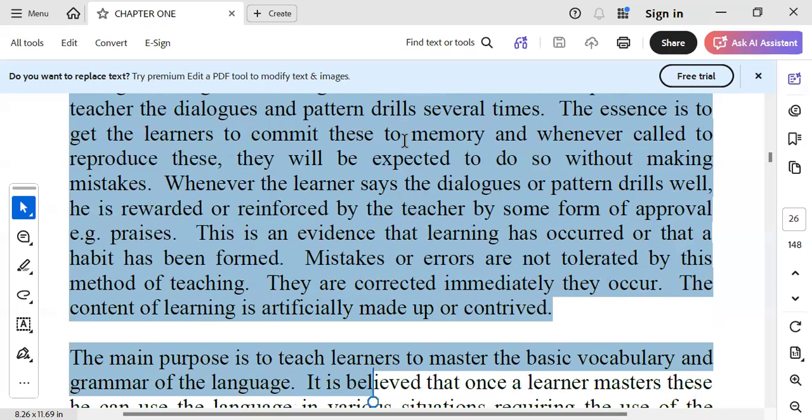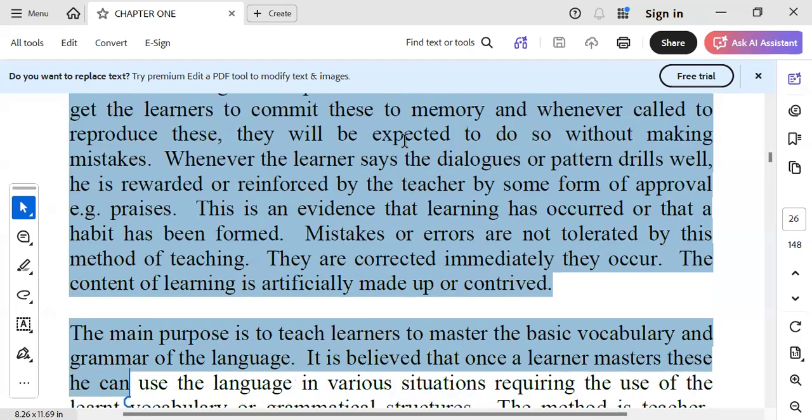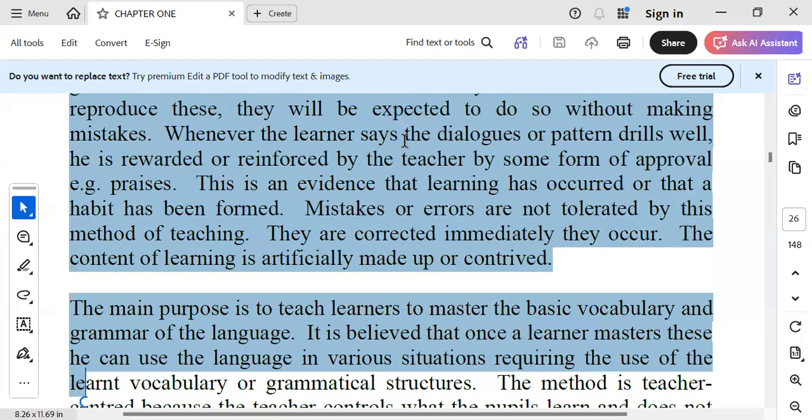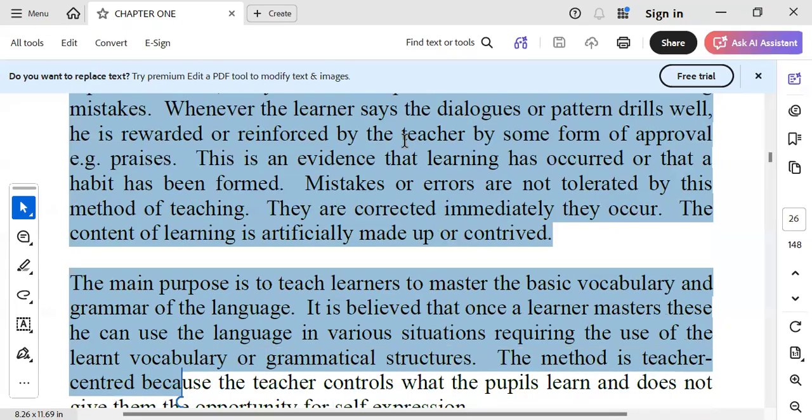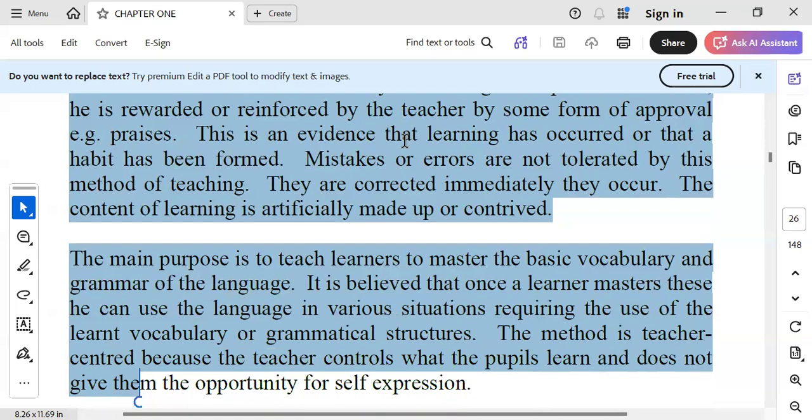It is believed that once a learner masters this, he can use the language in various situations requiring the use of the learned vocabulary or grammatical structures. So the method is teacher-centered because the teacher controls what the pupils learn and does not give them the opportunity for self-expression.